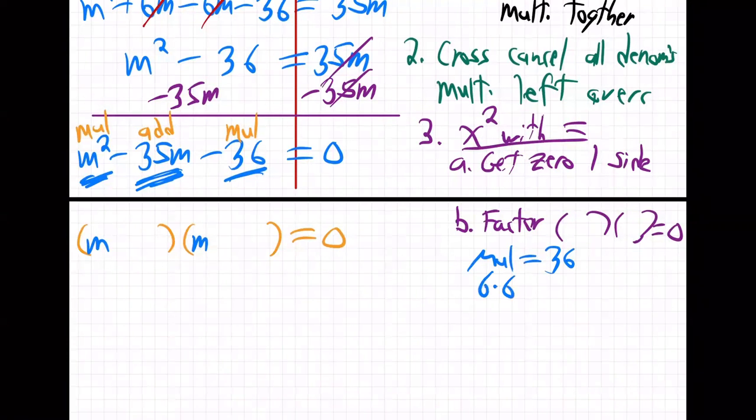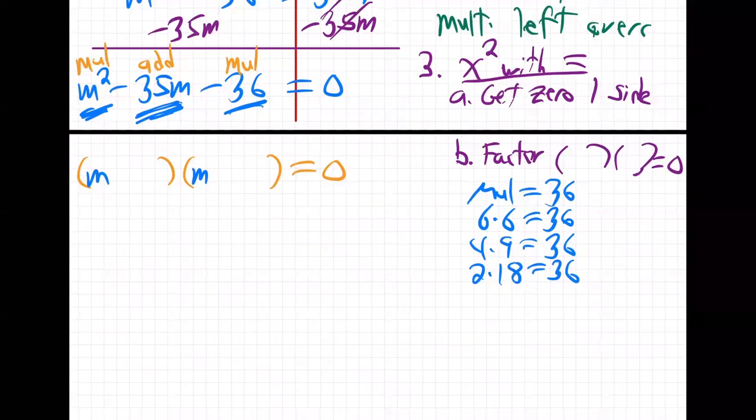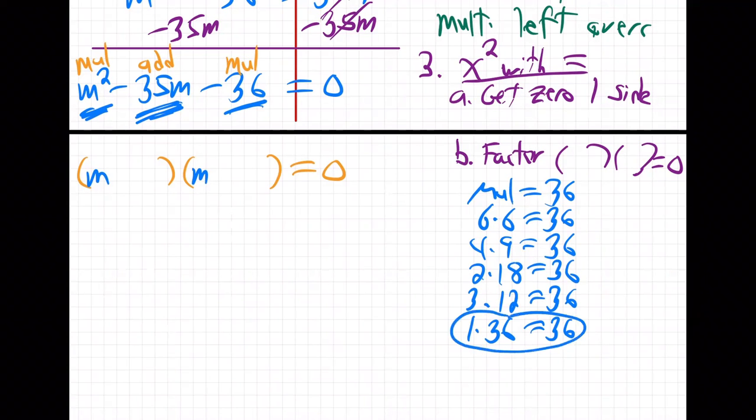Well, 6 times 6 is 36. 4 times 9 is 36. 2, you can use your calculator. 2 times 18 is 36, right? 3 times 12 is 36. And 1 times 36 is 36. Which of those has the ability to add to be minus 35? This pair. So you have to use your calculator and find a bunch of different options that can multiply to be 36 and grab the one that can add to be minus 35.